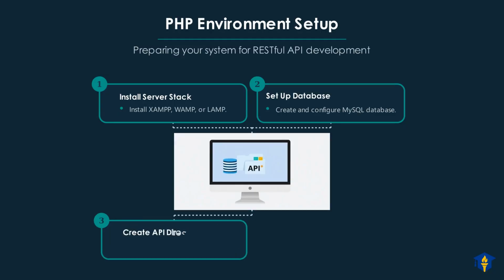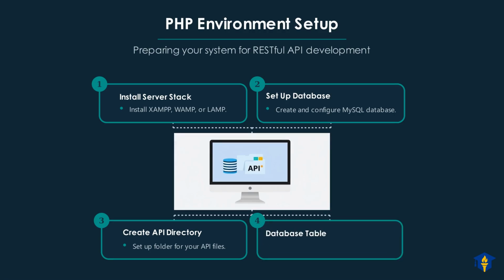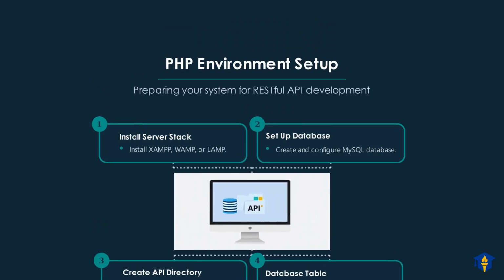Then, you should create a dedicated API directory to organize all your project files. This means setting up a specific folder where all your API-related PHP files will reside. Finally, you'll need to define your database table schema for storing user information. Specifically, create a users table with columns for ID, name, and email to store user data.